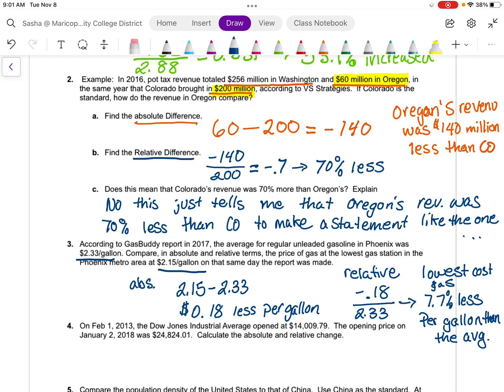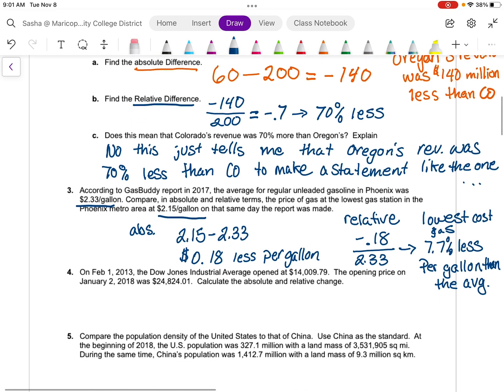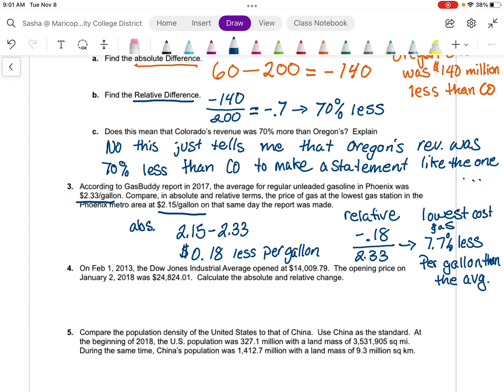All right. So again, we can keep doing this. Number 4 should be done similarly to the previous problems. The absolute comes out to be 10,814.22, and the relative was 77.2% increase. So that's pretty similar to the previous problems we did, so I'm not going to walk through it.